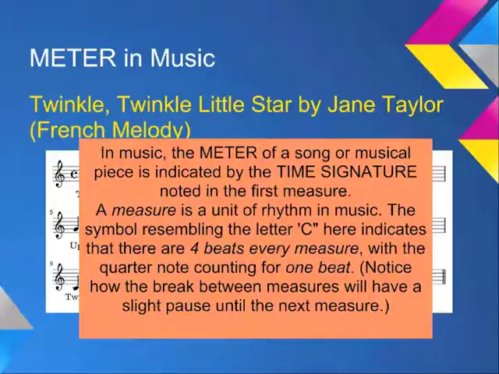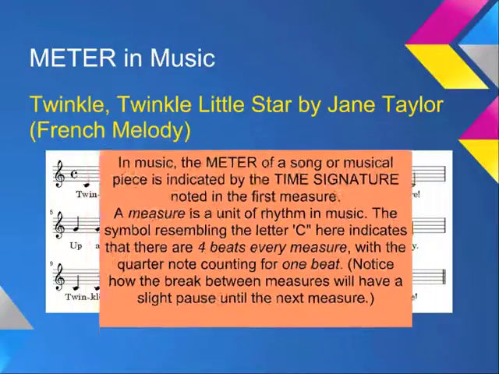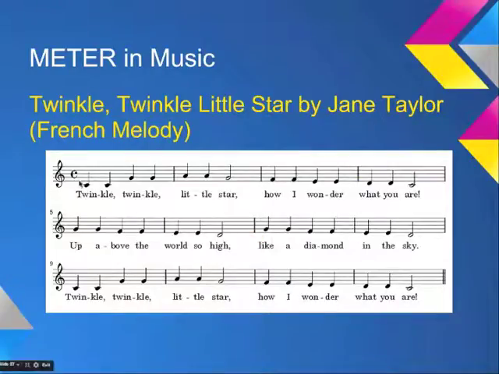The symbol that we see here that looks like the letter C indicates that there are 4 beats for every measure, with the quarter note counting for 1 beat. And then notice how the break between measures will give us a slight pause until the next measure. Let's take a look. So again, notice this indicates that there are 4 beats, and that this is a quarter note. So each one will count as 1. 1, 2, 3, 4.